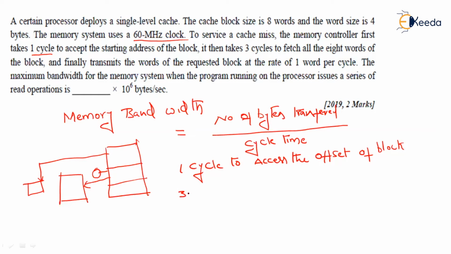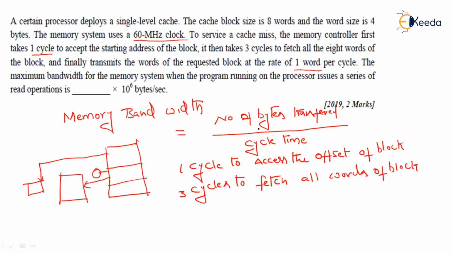Then it requires 3 cycles to fetch all the 8 words. 3 cycles to fetch all the words of the block. Just the words are collected from the block, we did not transfer them yet. But for transfer, the transfer will be done at 1 word per cycle. For 1 cycle there will be 1 word transfer. 1 word per cycle will get transferred.